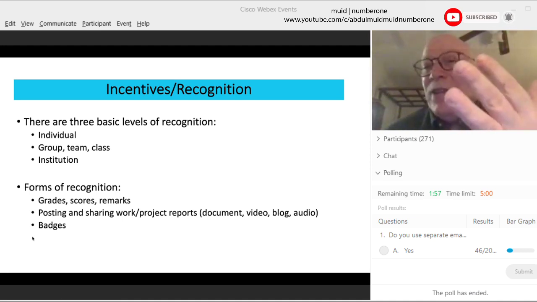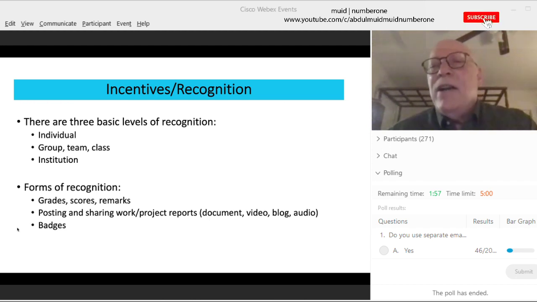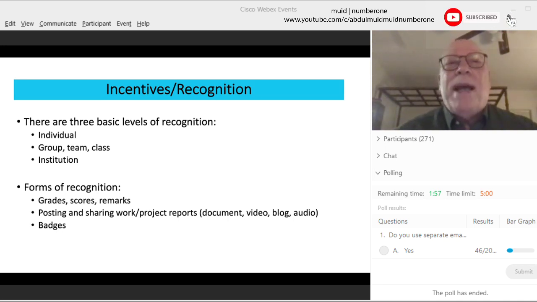Wow, I have 5 badges. Somebody else goes, oh, I only have 2. How did you get all those? So they're an incentive to want to get more, and they're a great recognition. And there are some really great online things for doing badges.